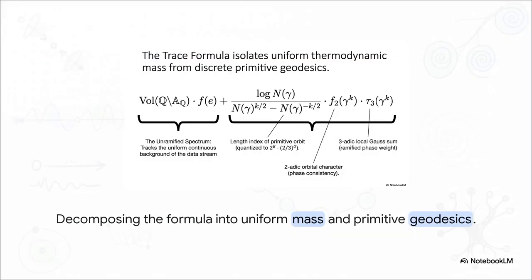If we break down the right side of that equation to see what's driving the system, we isolate a few things. The first term gives us the unramified thermodynamic mass of the data stream, basically the continuous background. Then the second, more complex term sums over the discrete hyperbolic length indices of the primitive orbits, weighted by their two-adic orbital character for phase consistency, alongside the three-adic local Gauss sum tracking the ramified phase weights. It is just a perfect structural decomposition of the Collatz dynamics.